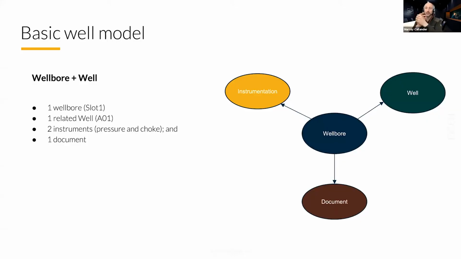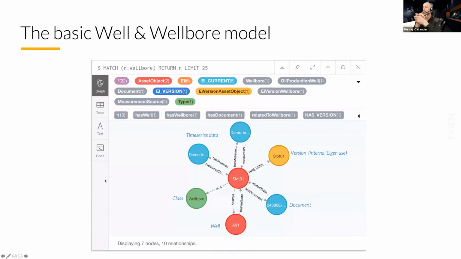So the model we're going to create is going to be a wellbore with one related well object, two pieces of instrumentation, and one document linked to it. This is the model we're going to end up with. So we've got the slots, the wellbore I'm just going to call slot 01 is in the middle. We've got the two time series tags.